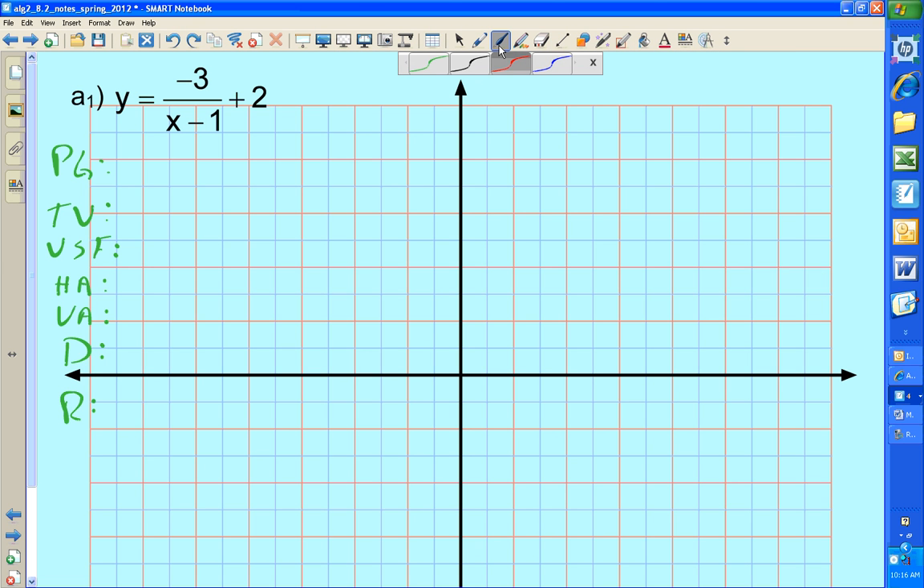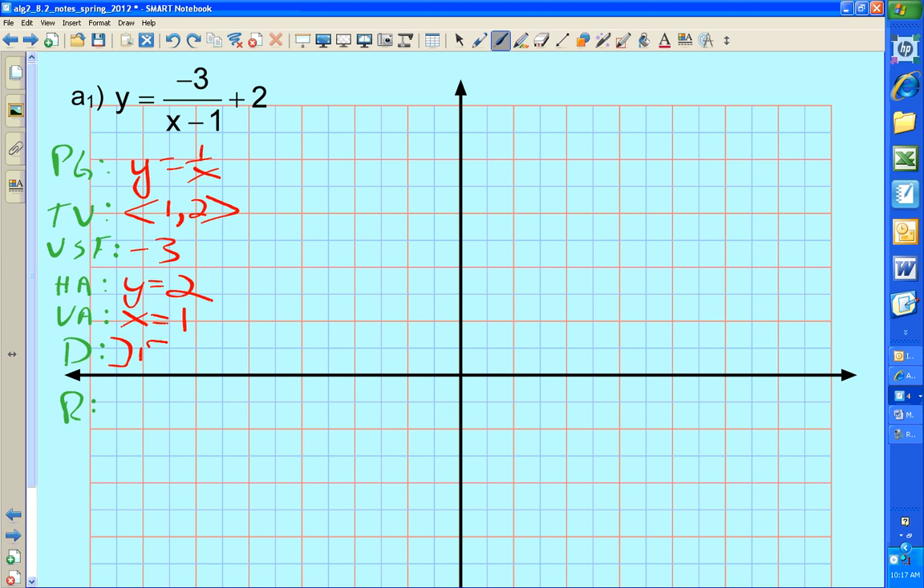So starting with the parent graph of y equals 1 over x. What is the translation vector? 1, comma 2. Not negative 1, 2. All right? Rachel, what's the vertical stretch factor? Negative 3. Taylor, the horizontal asymptote? And the vertical asymptote, Corbin? X equals 1. The domain for this one, Stephen. X does not equal 1, so we're going to shun the 1. In the range, shun the 2, or y does not equal 2.